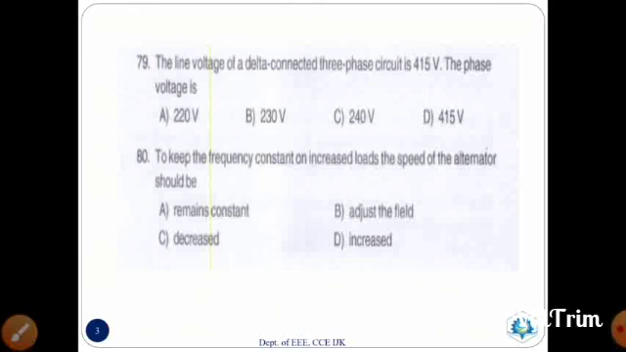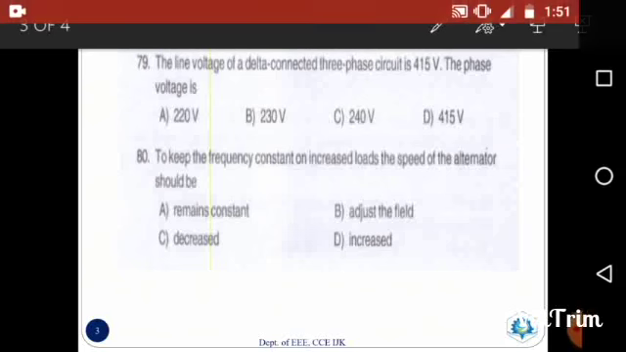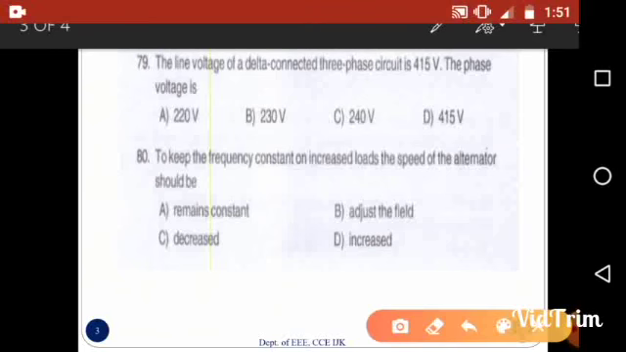Moving to the next question, the line voltage of a delta connected three-phase circuit is 415 volt. The phase voltage of the system is. As we know, for a star connected system, the line voltage is √3 times the phase voltage and the line current is same as the phase current, whereas in a delta system, line current is √3 times the phase current, but the line voltage and phase voltage are the same. So, in a delta system, the phase voltage is 415 volt.